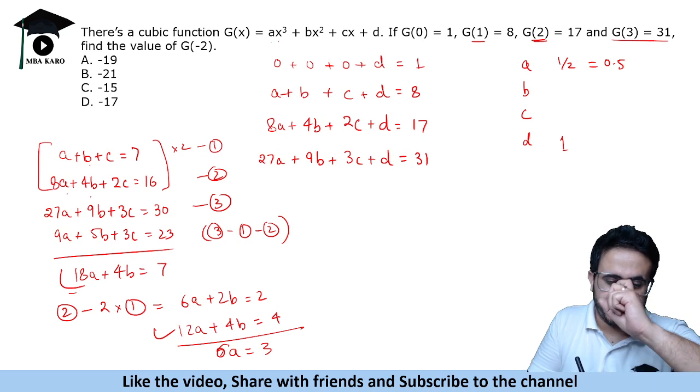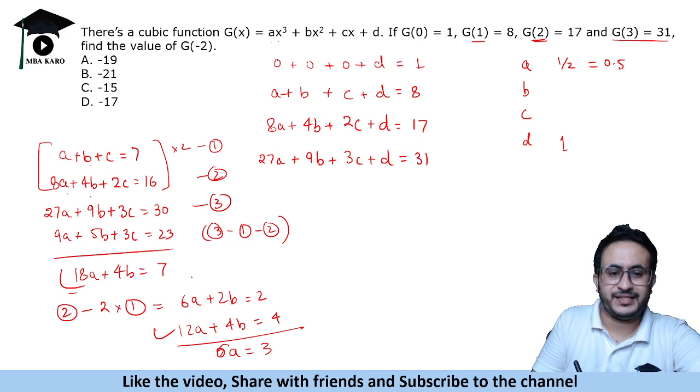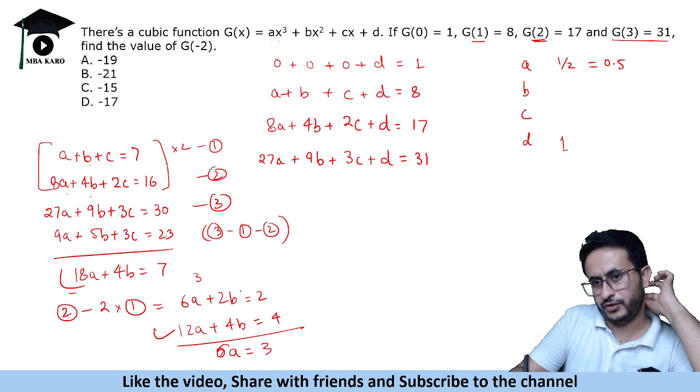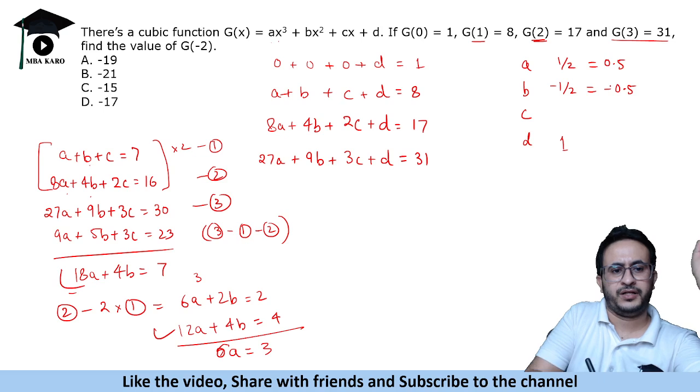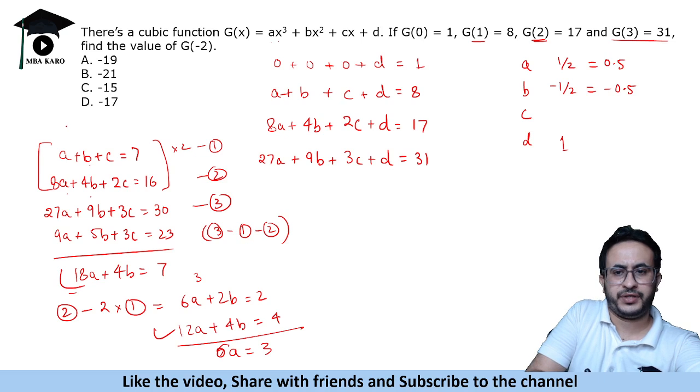Then if we put a is equal to half here, 6a is 3, 3 plus 2b is 2, so 2b is minus 1, or b is minus 1 by 2, that is minus 0.5. Now we can put in this equation. So a is 1 by 2, b is minus 1 by 2, that becomes 0. So c should be 7.